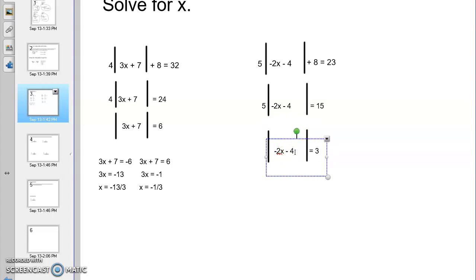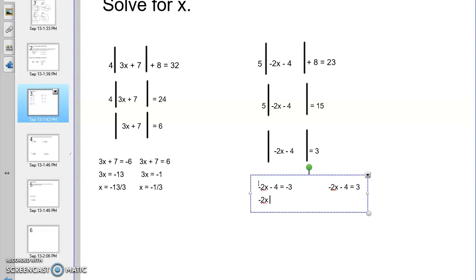3. And now I'm setting them both equal. Negative 2x minus 4 equals a negative 3. And negative 2x minus 4 equals a positive 3. Negative 2x equals 1. Negative 2x equals 7. So my two answers are x equals negative 1/2 and x equals negative 7/2.